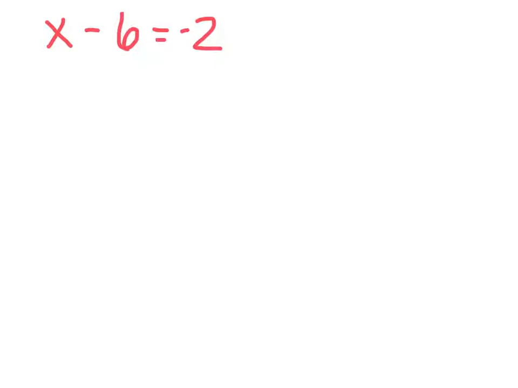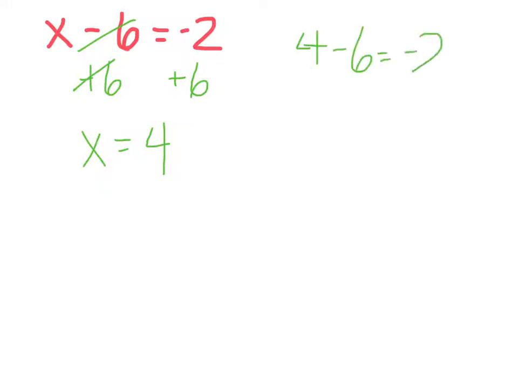Next equation, x minus 6 equals negative 2. I'm going to add 6 to both sides. Plus 6 and minus 6 cancel. x equals 4. Check it. 4 minus 6 equals negative 2. Zoom, zoom. Negative 2 equals negative 2.